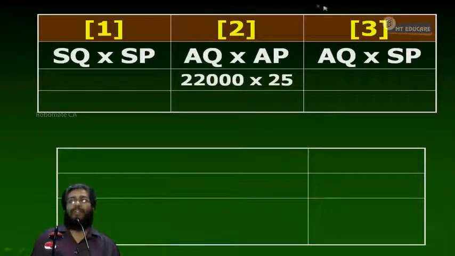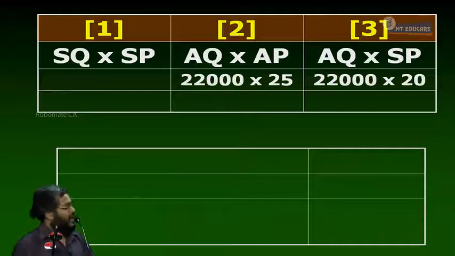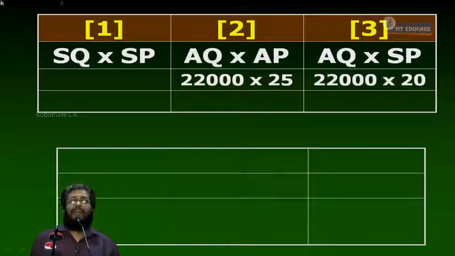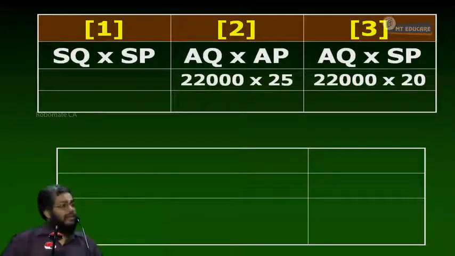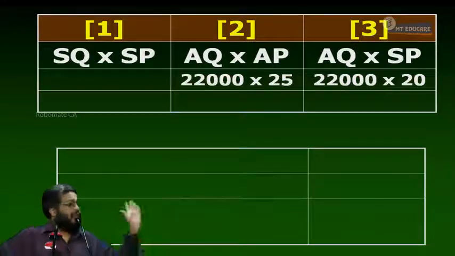Now, next, once again tell me what is AQ? 22,000 kgs. Into what is SP? 20 rupees. 22,000 into 20. That second column and third column are fully over. Now, in the first column also I know SP. What is SP? 20. But I have to find out what? SQ. Can you elaborate what is SQ? Standard quantity of raw material input for what? Actual output. Everybody understood or not?